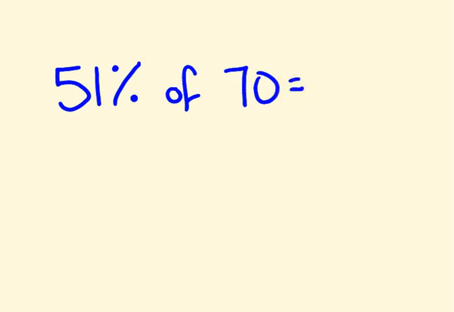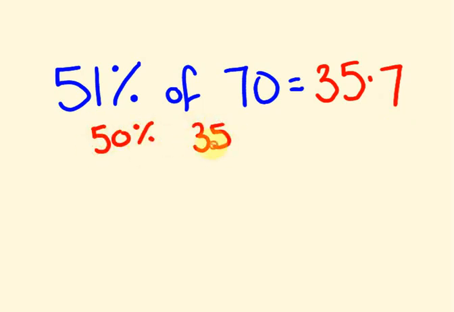Hopefully you've paused it, hopefully you've worked it out. So hopefully you also got the answer of 35.7. Alright, now let's work out how we got this answer. So we have a 50% part, which is a half, which is 35, and a 1% part, which we get by moving the decimal place back 2 times, so 0.7.